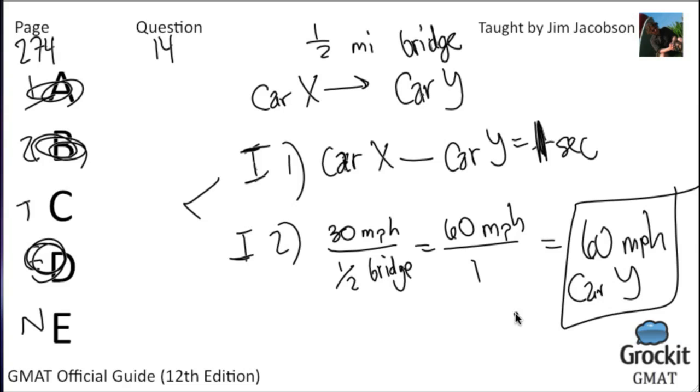These two together, though, car Y at 60 miles per hour would have gone over the bridge in 60 seconds, right? Let's see. Yeah, 60 seconds. So car X would be 1 second faster than that. It would be 59 seconds. So the two statements together do actually give us enough information to determine how long it took car X to cross the bridge. Those two statements are sufficient. Answer choice C. Together, they are sufficient.